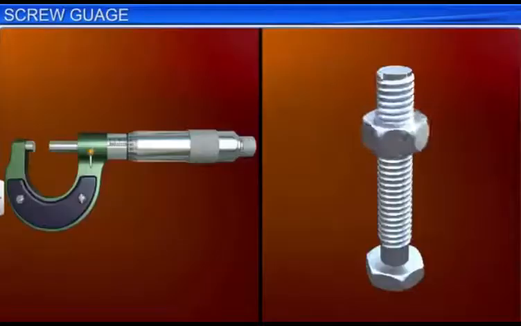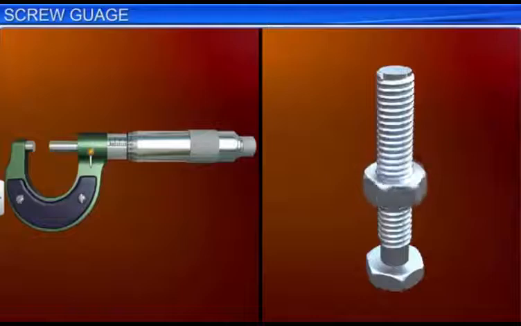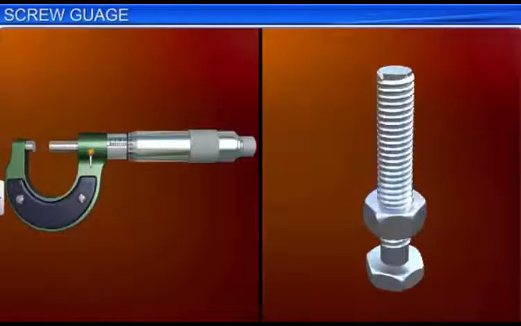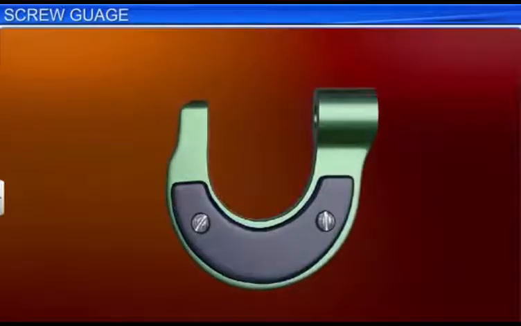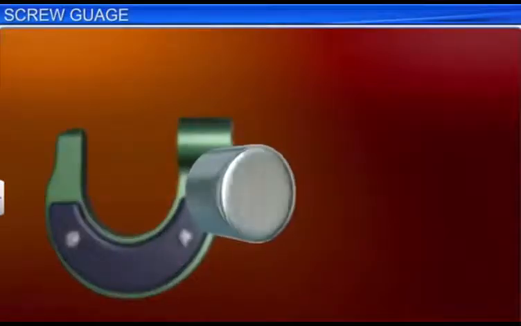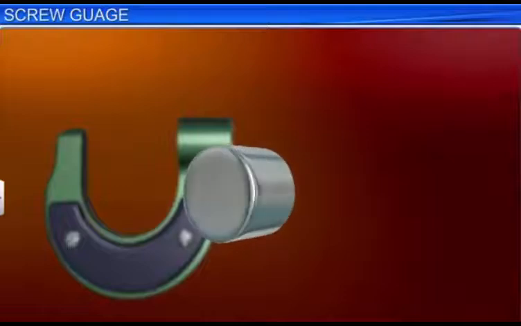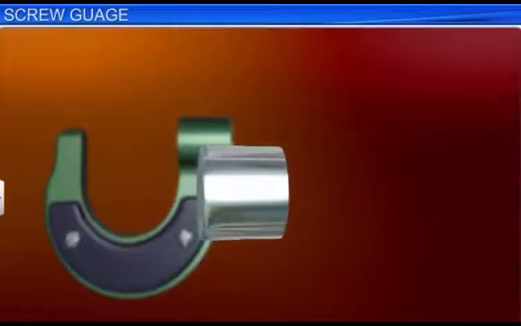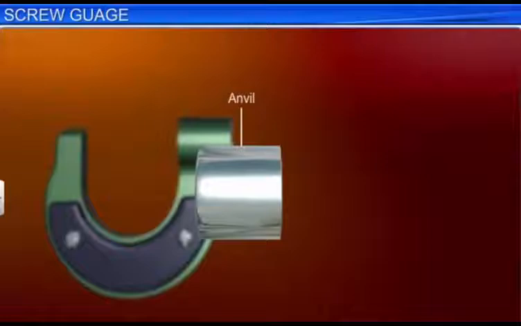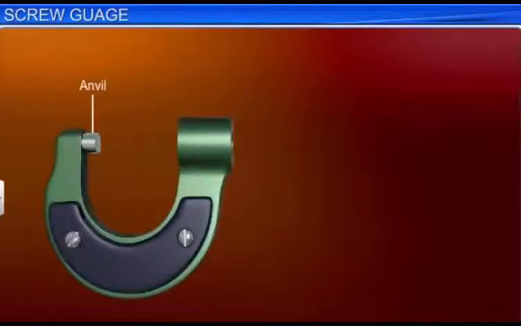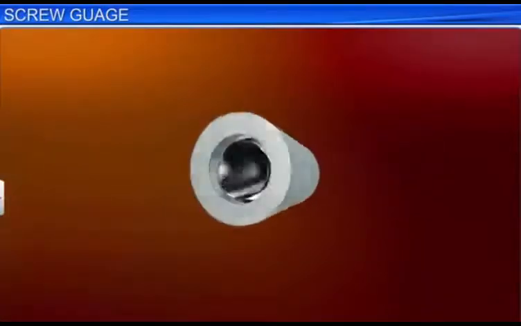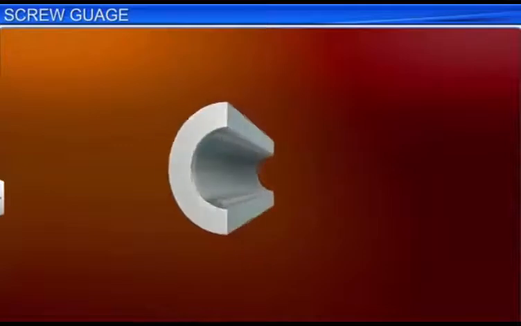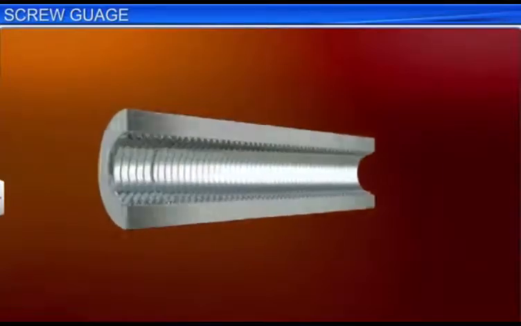The screw gauge works on the principle of a screw in a nut. The screw gauge consists of a U-shaped metallic frame. One end of this U-frame has a fixed flat shaft called the stud or anvil. It forms the fixed jaw of the screw gauge. The other end of the U-frame has a long hollow cylinder with fine threads inside. This serves as the nut. This cylinder is called the sleeve cylinder.